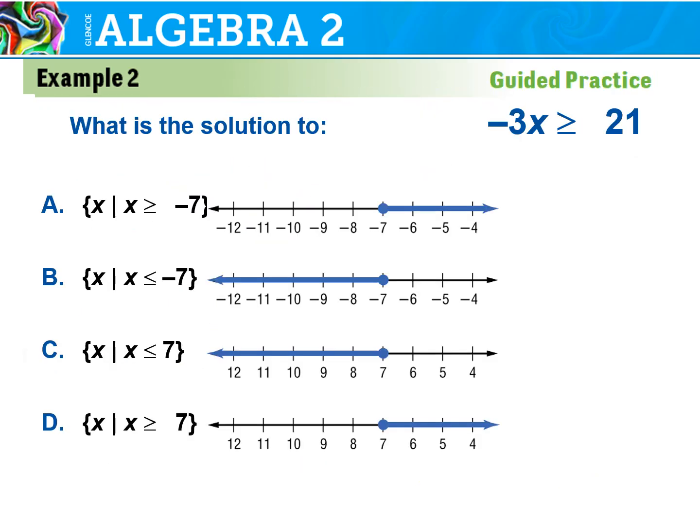Example 2, guided practice. What's the solution to negative 3x is at least 21? We need to divide both sides by negative 3. When we do that, we need to switch our inequality sign. So x is less than or equal to negative 7, which is B.